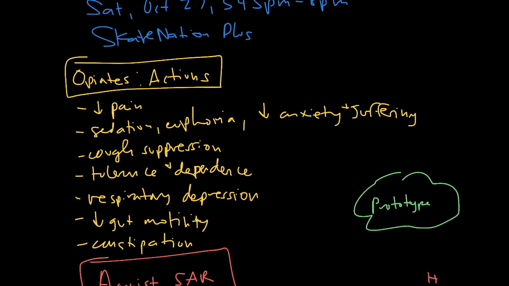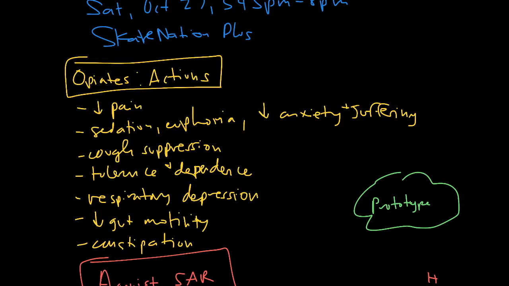So opiates have the following actions. They reduce pain, of course. They cause sedation, euphoria, and they decrease anxiety and suffering. They suppress coughs. They can lead to tolerance and dependence. At high doses, they can lead to lethal respiratory depression. And they decrease gut motility and cause constipation.